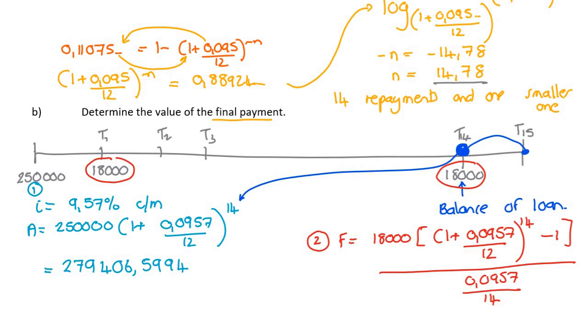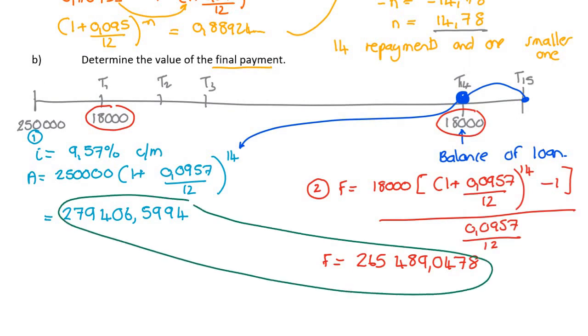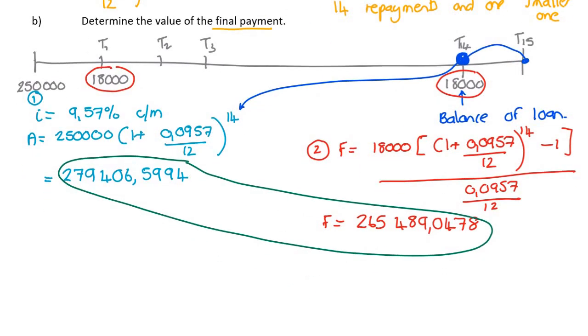Okay, now I'm not too sure why I wrote 14 here. I think I just had 14 in my head. Now I get that all my payments were worth 265,489 Rand, 0478. Now you'll know if you made some mistake with the N or some mistake with these calculations, simply because the difference between these two can't be bigger than 18,000 Rand, because otherwise you would have made a whole another payment. And so I'm pretty confident this is probably right.